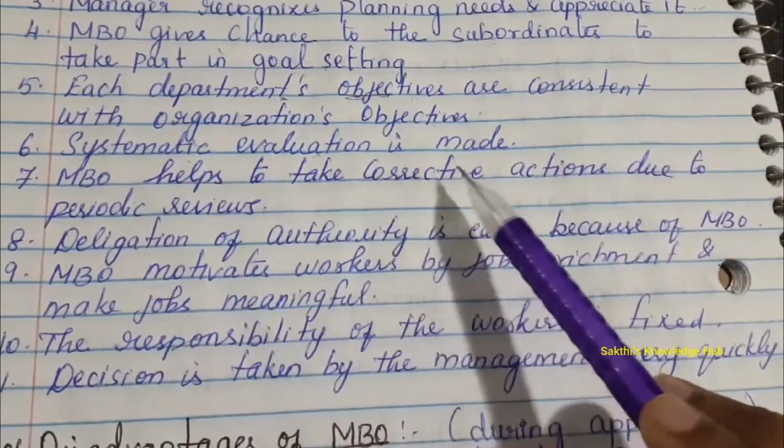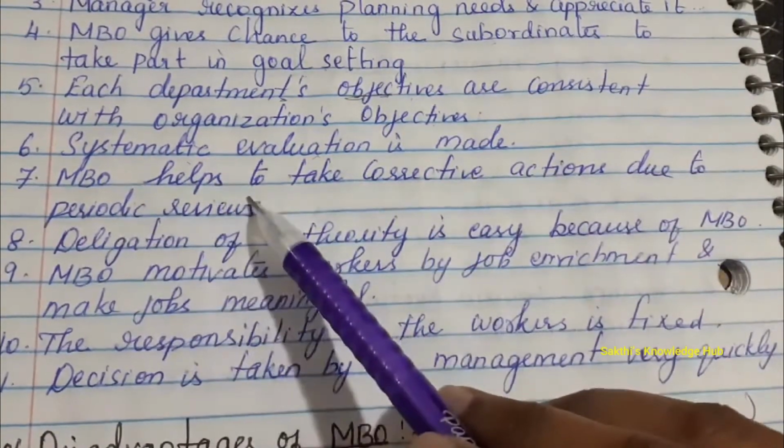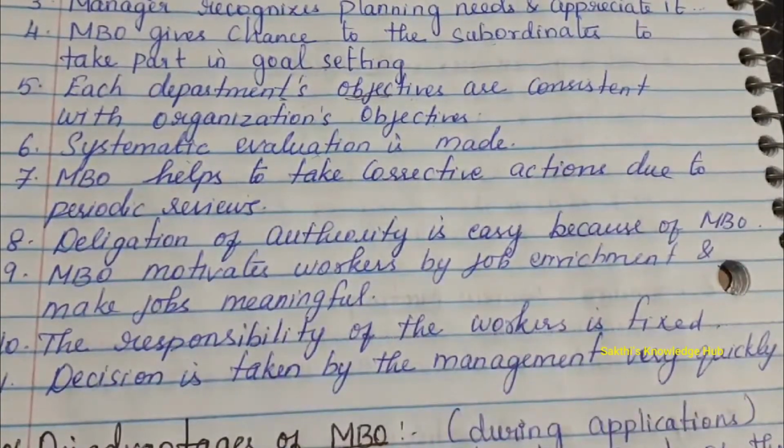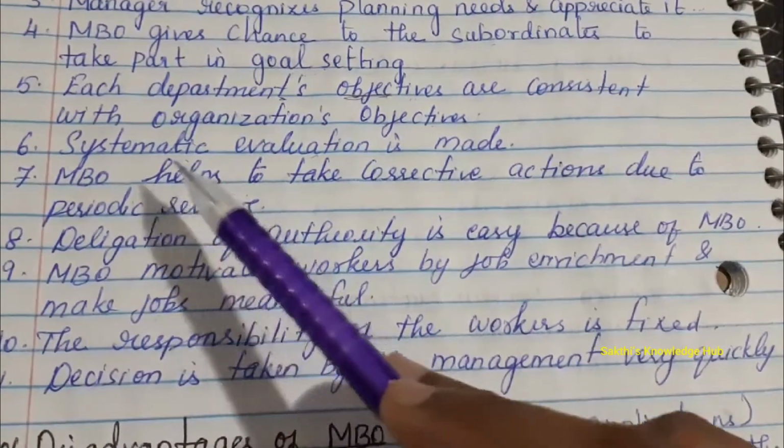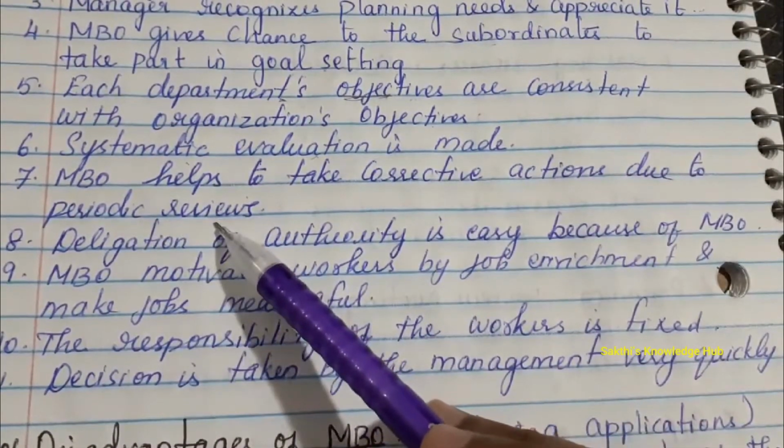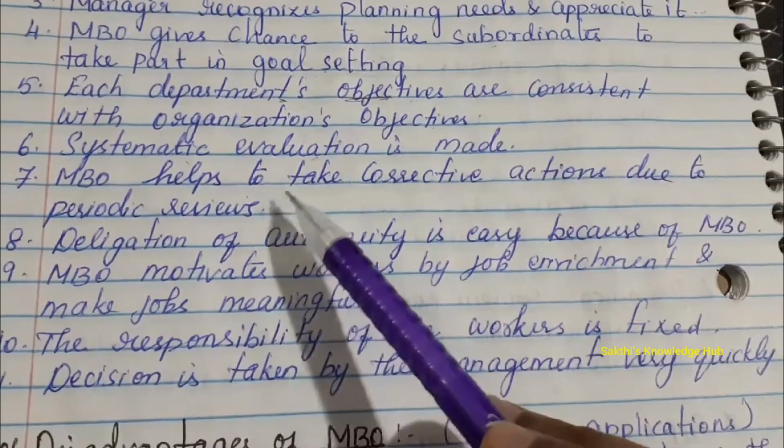MBO helps to take corrective actions due to periodic reviews. So in the process we have seen one of the stages where the periodic reviews or appraisal takes place. So they can compare the actual with the standard.